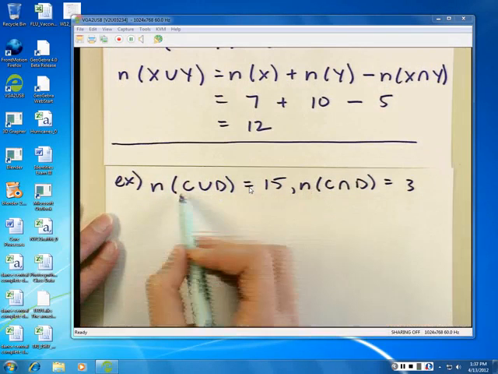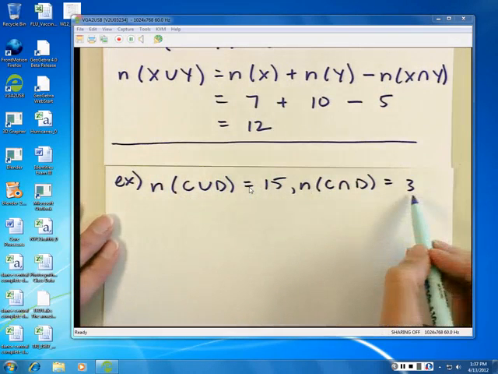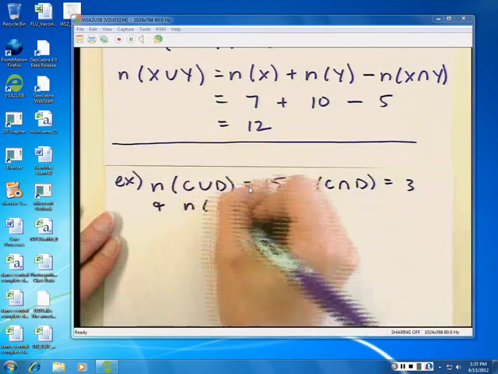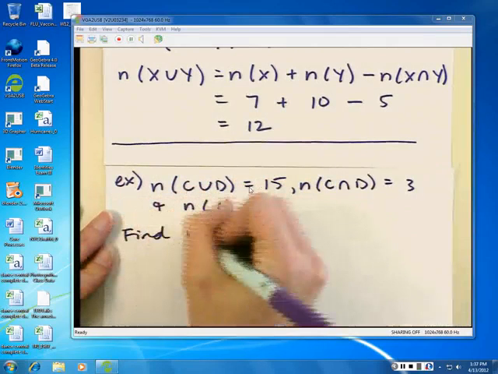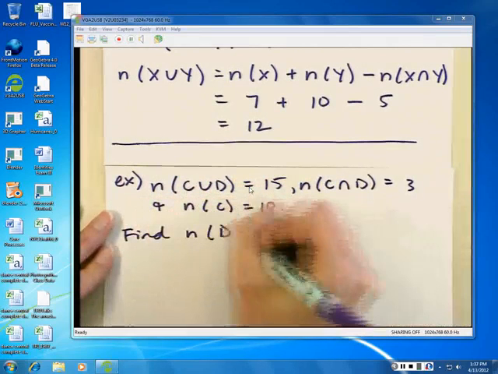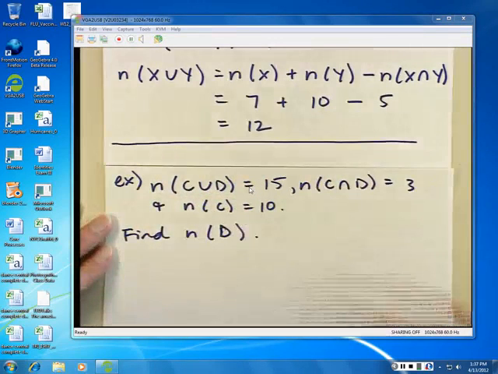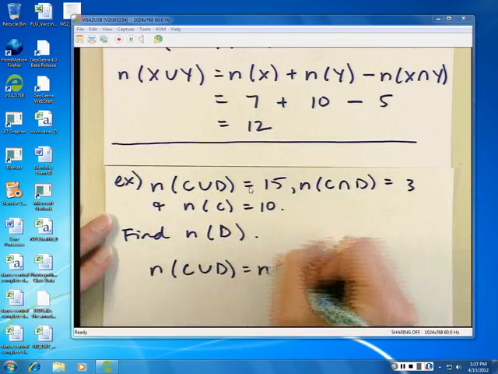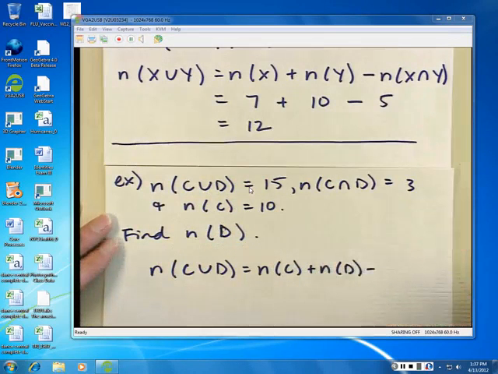So there are 15 different elements altogether between C and D, and 3 elements in common, so the union and the intersection. And we're also given that the number in C is 10. The question is, find the number in, well, you guessed it, that would be D. So if I'm looking for the number in D, I'm going to use my formula. I know that the number in the union, C union D, is equal to the number in C plus the number in D minus anything I double counted, which would be the number in C intersect D.